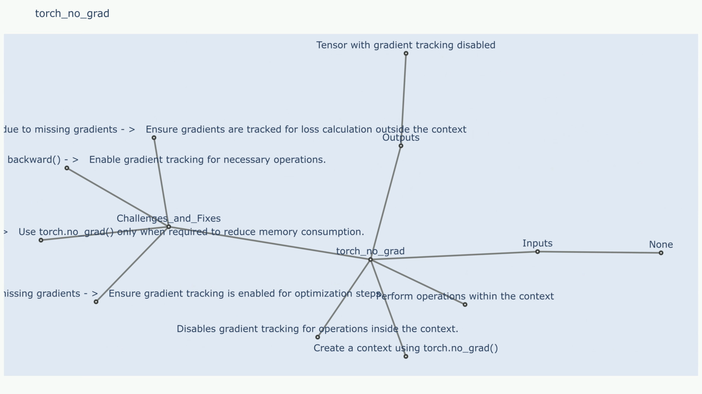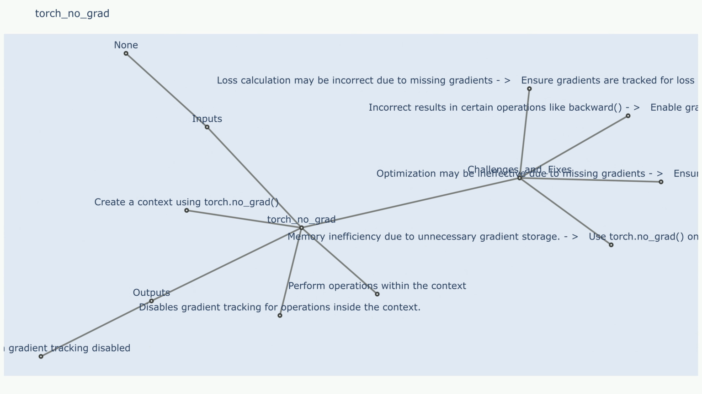Fixes to challenge 2. Use Torch No Grad judiciously, primarily for inference, memory optimization, or speeding up calculations when gradients are not needed. Avoid using it during training unless absolutely necessary.